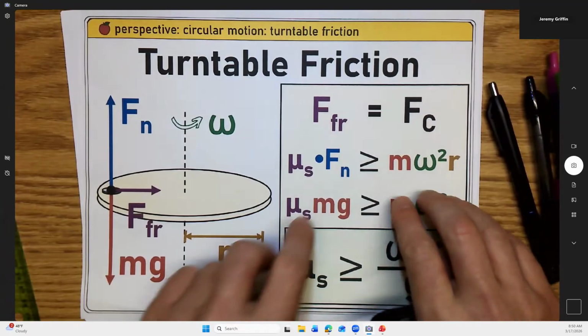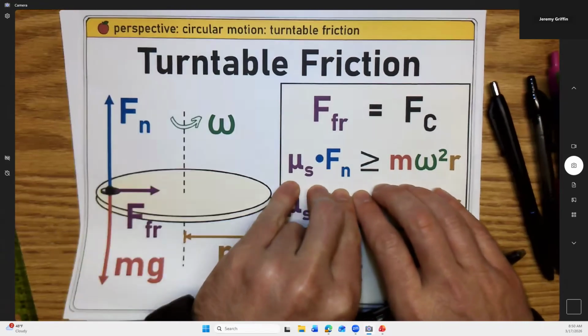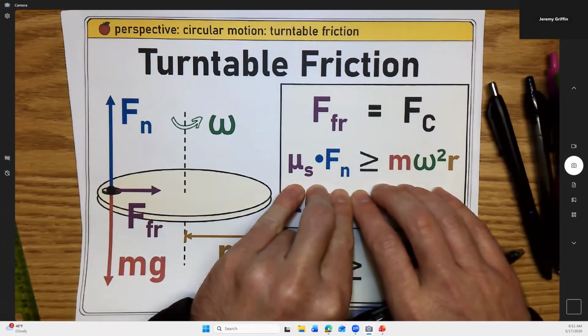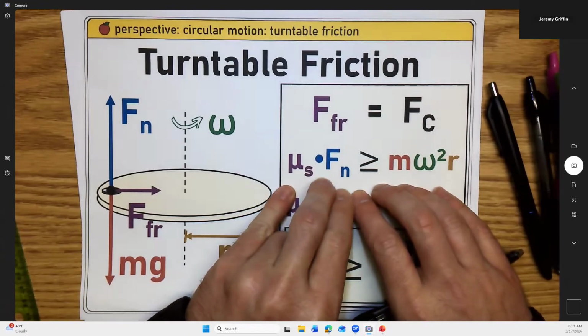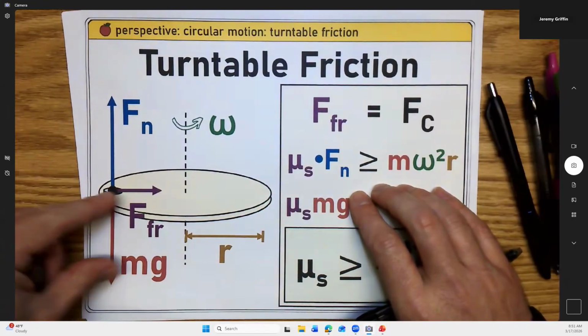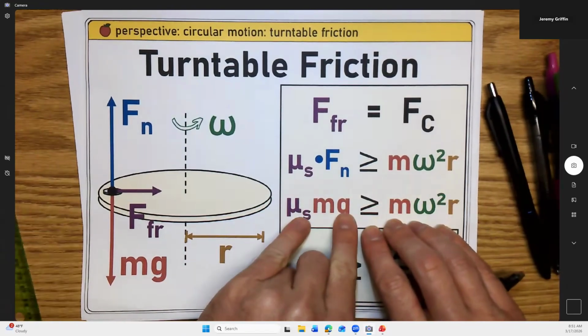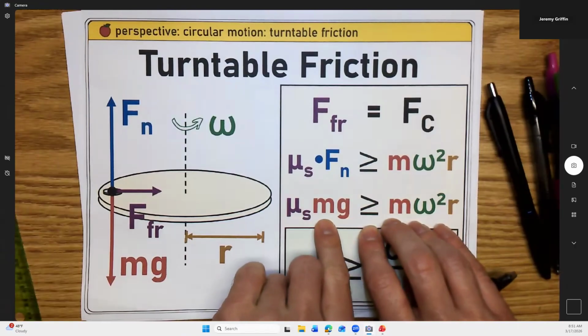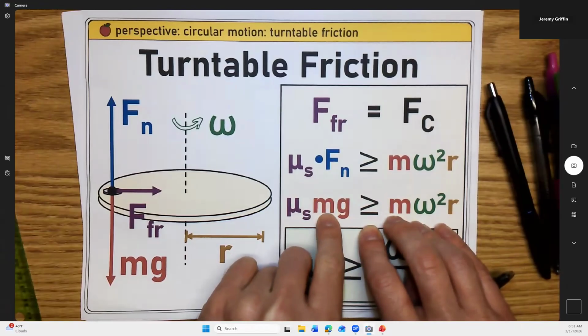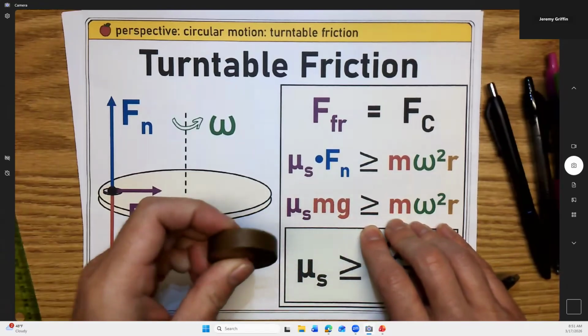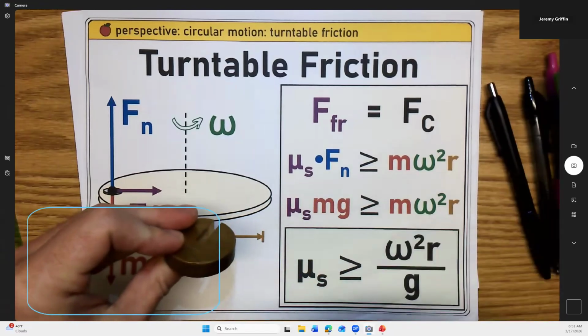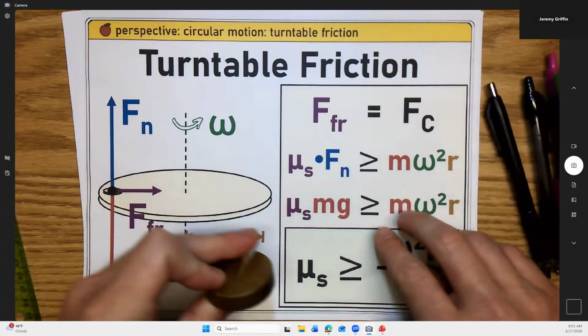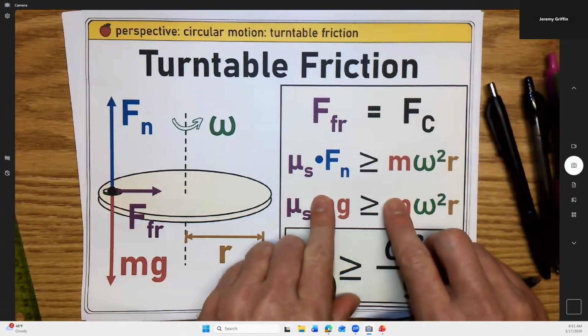All right, so we've got this. And then what's the next substitution? mg. Yes, this normal force is this mg right here. What do you see now? The mass cancels out. Mass does cancel out. So if you treated mass as an independent variable and made some kind of graph, it would have been a boring flat line, because mass ends up not mattering at all.